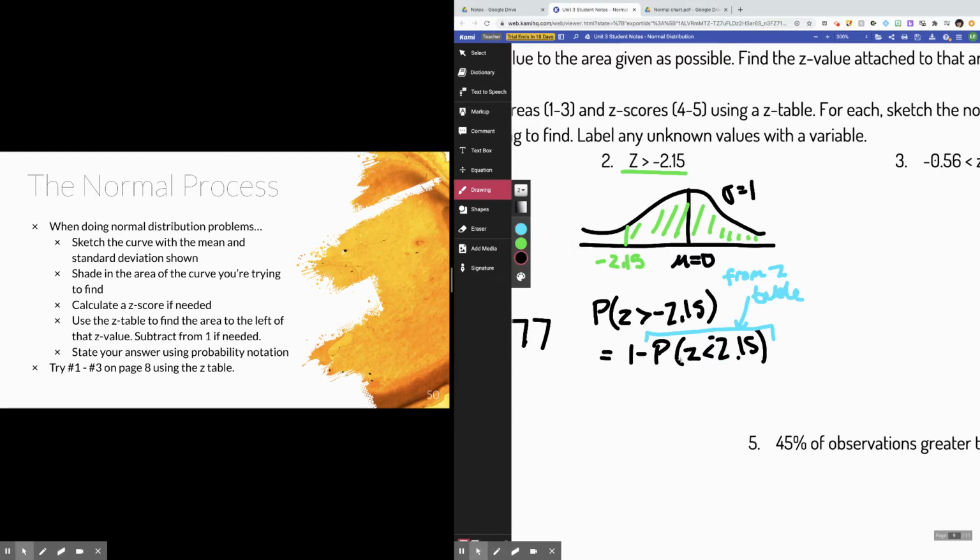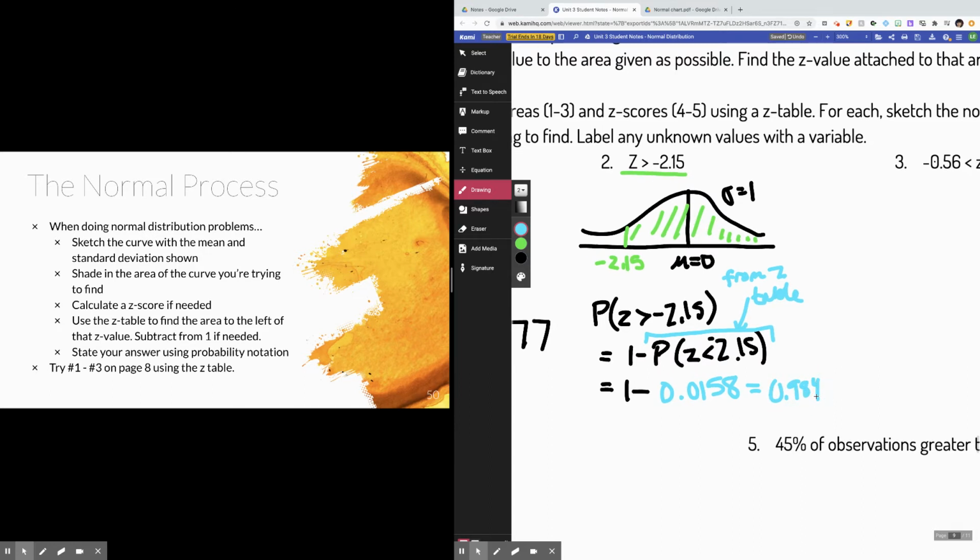Okay, so this value here is 1 minus the probability from the z table, which was 0.0158, and then you just have to do that subtraction. So that is 0.9842. Right, and that's my final answer there. That is my final answer.